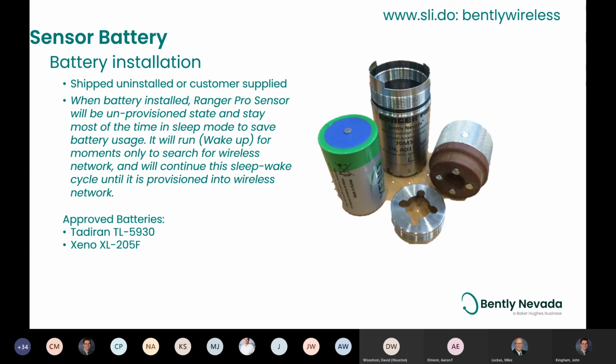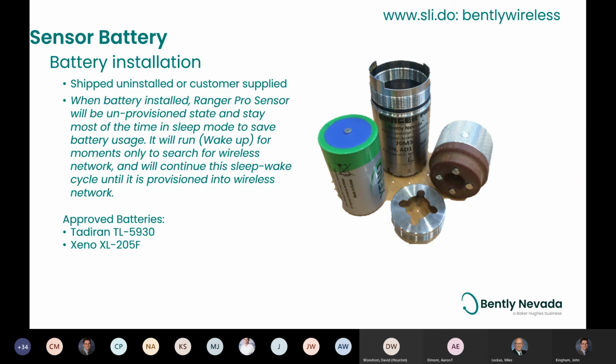But the reason we selected these two batteries is that we went through extensive testing. We put them on shaker tables, we heated them, we cooled them, and we found that there are a lot of batteries out there that aren't that rugged. So, again, $20 on Amazon, if you can find one for $15, you've saved $5, but you've created a headache for yourself.